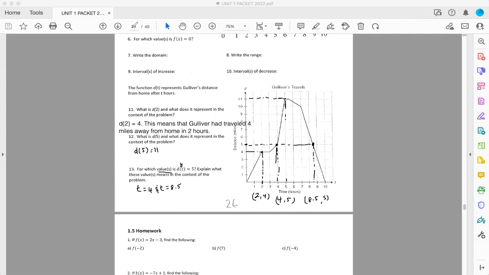What does this mean in the context? So let's put some context to that. Gulliver would be 5 miles away from home at the 4-hour mark, and then at the 8.5-hour mark, or in 8.5 hours. If you don't want to use the word mark, you want to say in hours, that's also accepted.